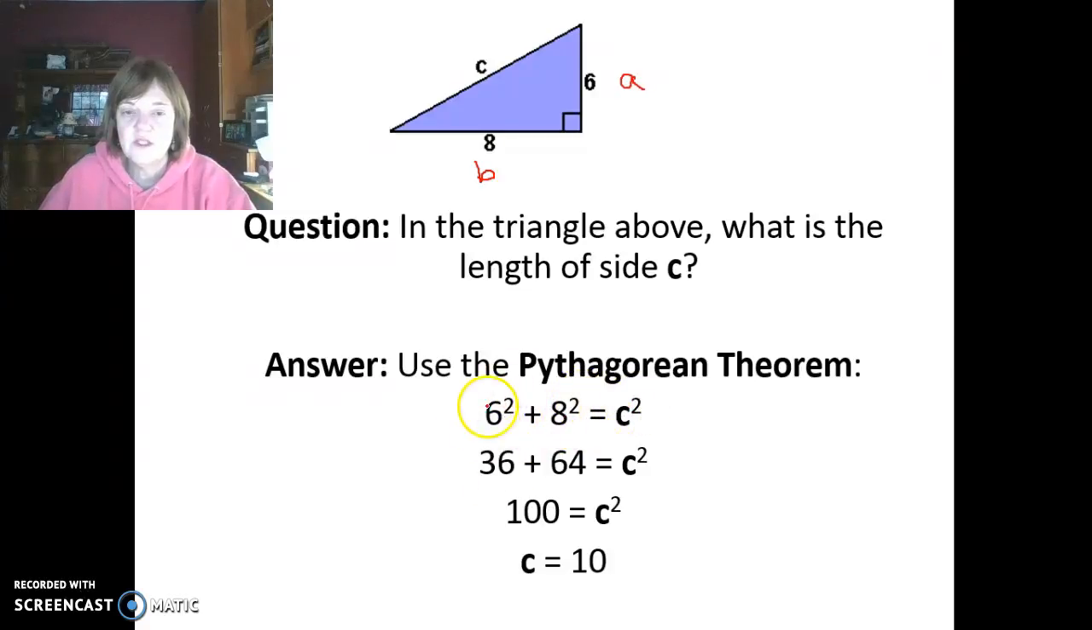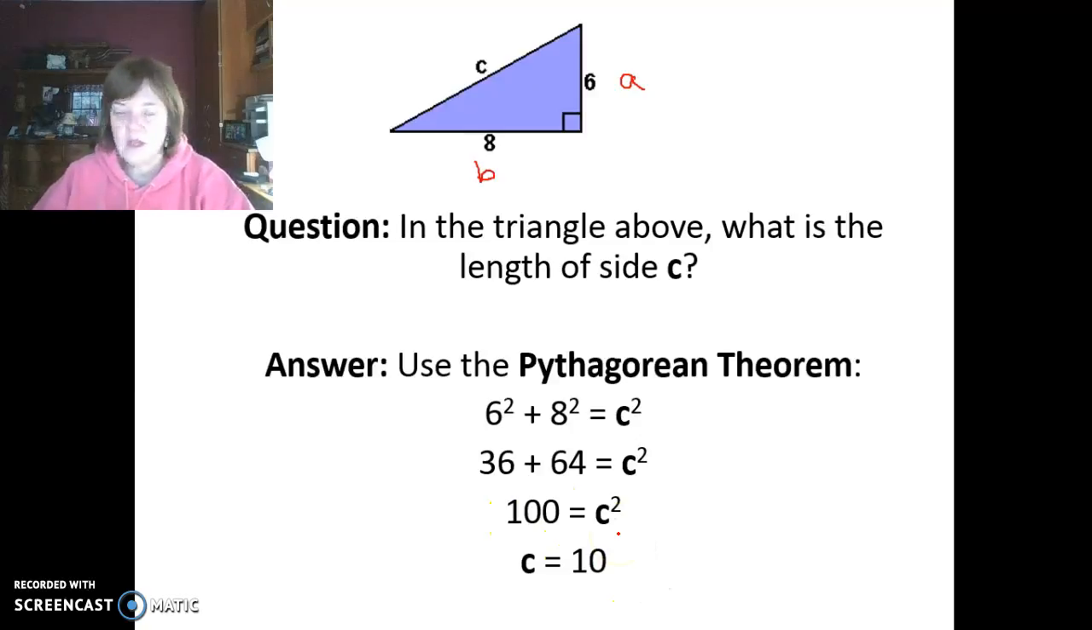When you put this into your calculator, you get 36. You put this one into your calculator, you get 64. Add them together, that's 100 equals C squared. But we don't know what C is yet. All we know is C squared is 100. Then you have to take the square root of your C squared, which is 100. Take the square root of 100, and that gives us 10.